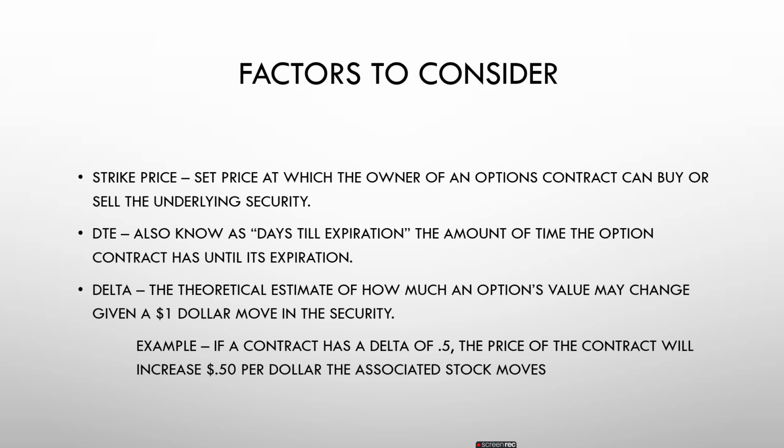All right. The next one is DTE, also known as days till expiration. This is the amount of time the option contract actually has until its expiration. So some option contracts are 2 days. So you have 2 days for that contract to move up or down in price.